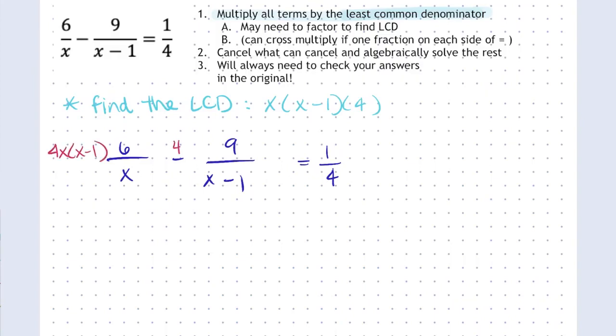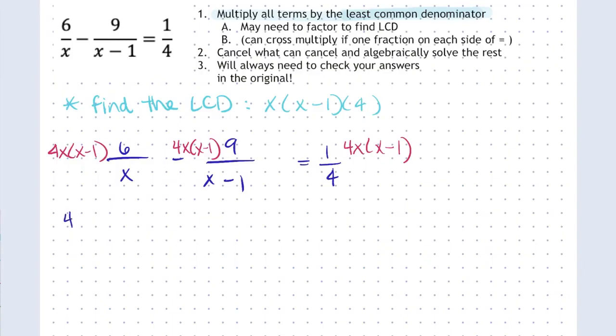The whole goal of what we're doing here is to cancel the denominators, right? When we simplified expressions, our goal was for each term to have the common denominator, because then we could combine them. That's not our goal here. Our goal here is to eliminate the denominators, have no more fractions left. So what I'm going to do is rewrite this.